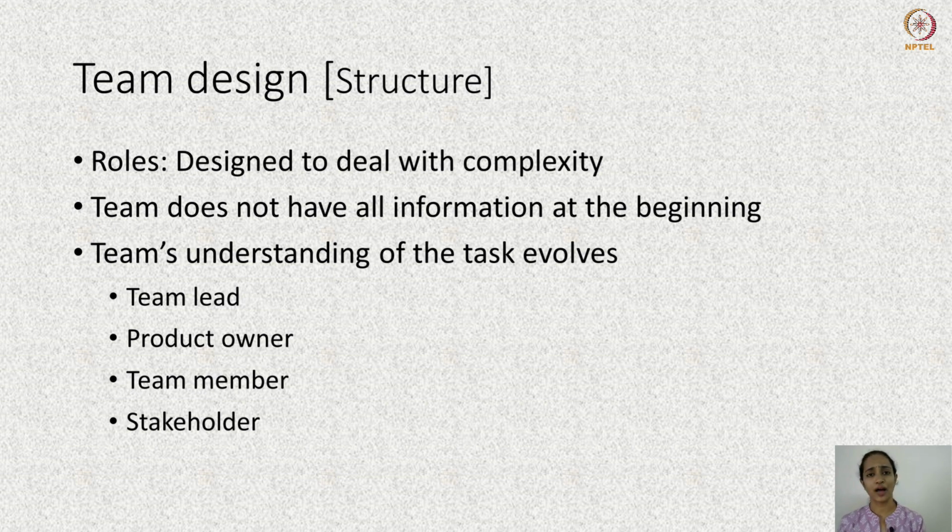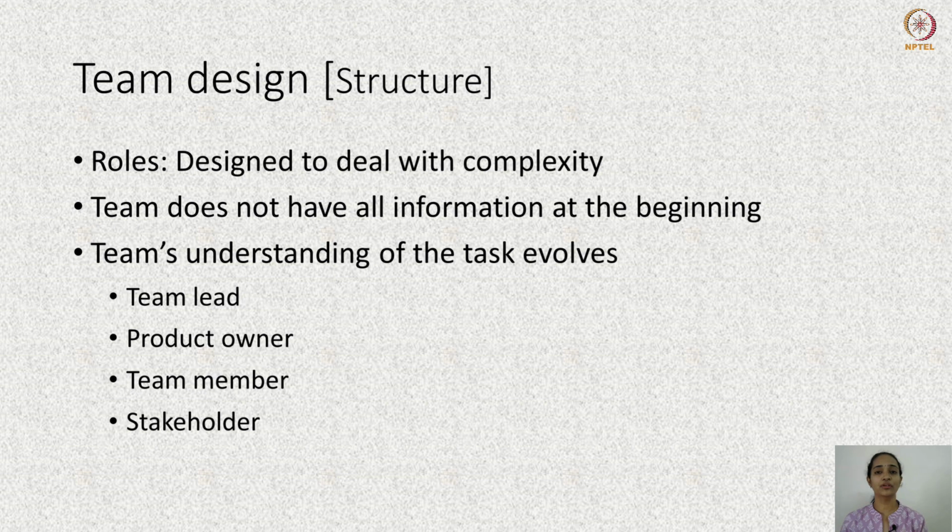However, when you come to agile teams, there are 3 things. First, the team does not have all the information that is required to complete and finish the product at the beginning of the team's life cycle. They are probably going into the task without having a complete understanding. And this lack of complete understanding is accepted by all the team members. So, the team's understanding of the task evolves as the team members work on the task.